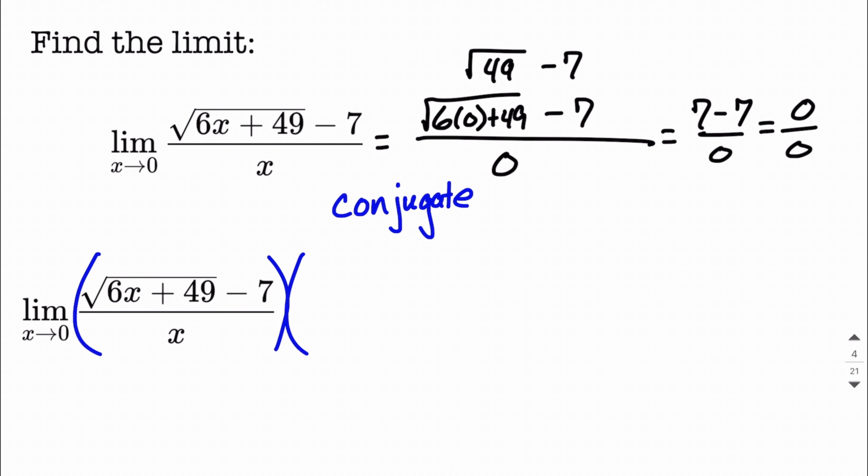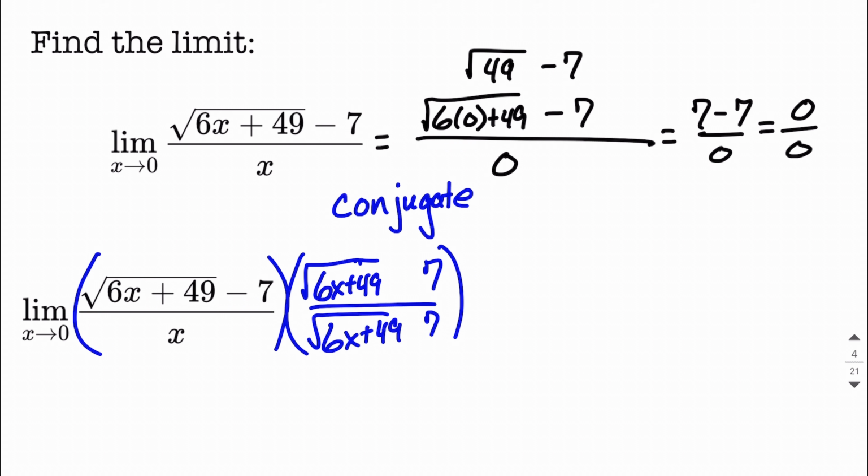All right, so the conjugate is going to include the exact same two terms. It's going to include a square root and 6x plus 49, and the 7. We're going to use that in both the numerator and denominator. However, because this was a subtraction for our numerator, we're going to make this an addition for its conjugate, multiplying both numerator and denominator by the same thing.